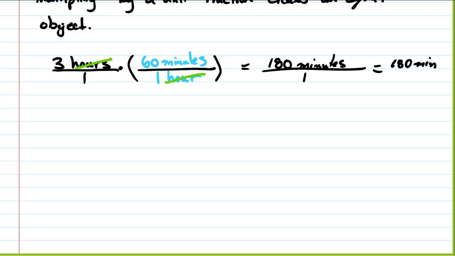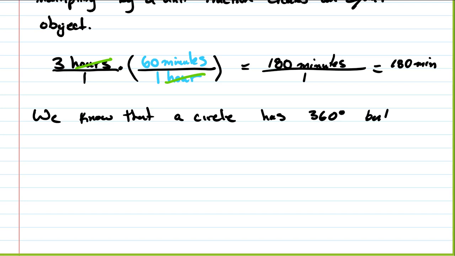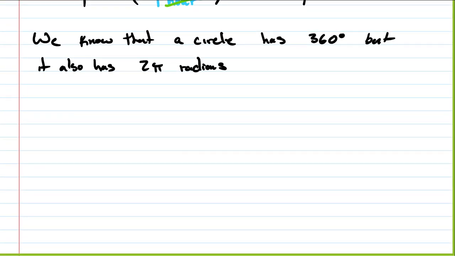So we know that a circle has 360 degrees, but it also has 2 pi radians. Because the distance all the way around the circle was its circumference, and we know that the number of degrees to go all the way around a circle is 360. So this gives us that 360 degrees is equal to 2 pi radians.